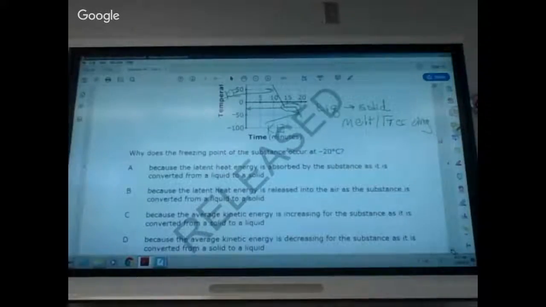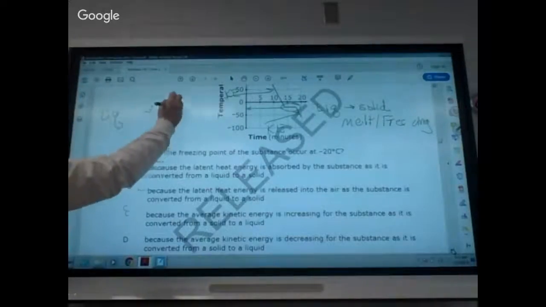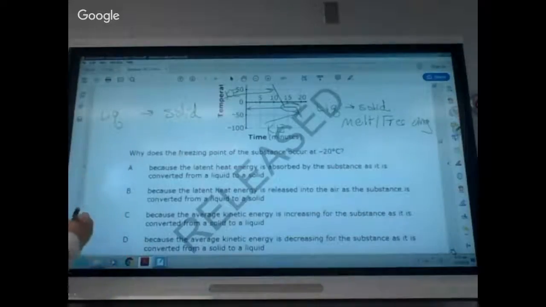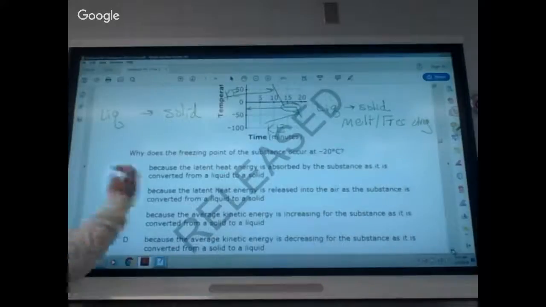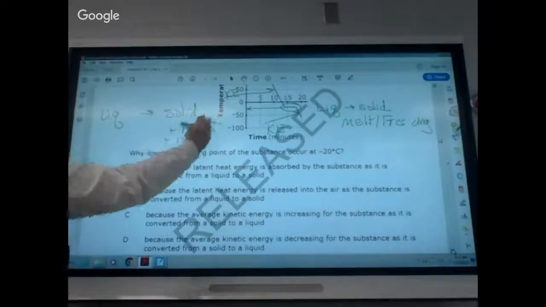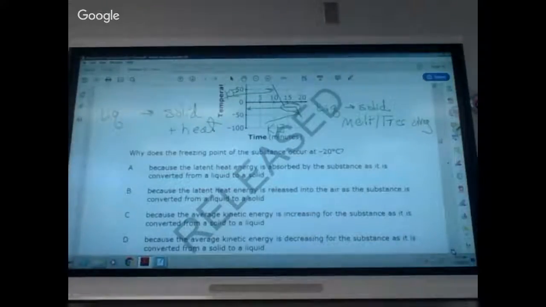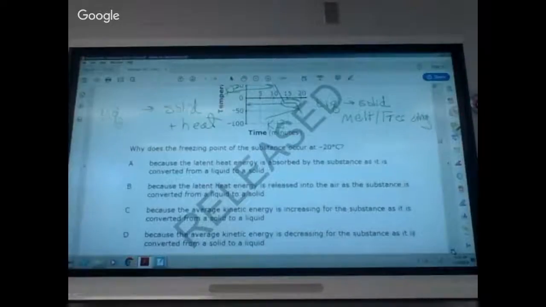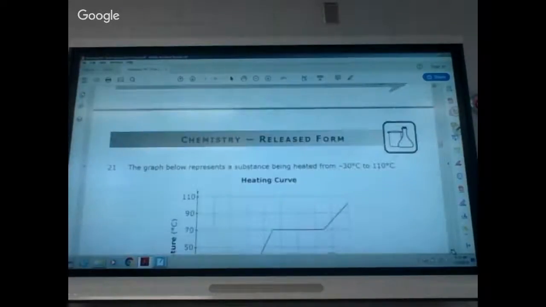This is where we have to fall back on that god-awful thing about where heat is absorbed or released. If we're freezing, we start at a liquid and change into a solid. Do we need these particles to speed up or slow down? Do we need to absorb the heat or give the heat off? We need to give the heat off. So it's got to be released, which makes it B. That's why it's B.